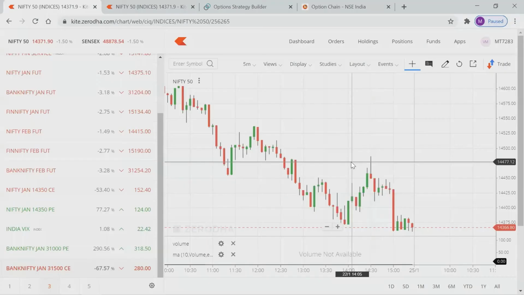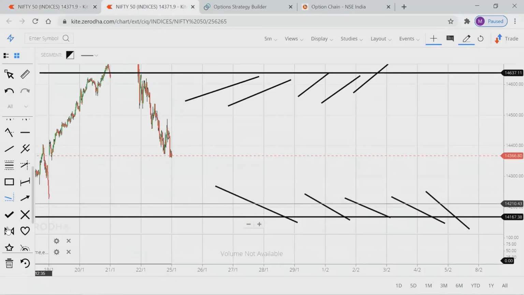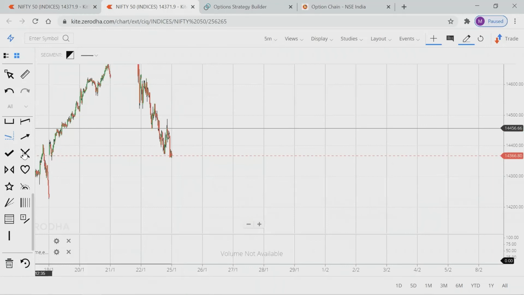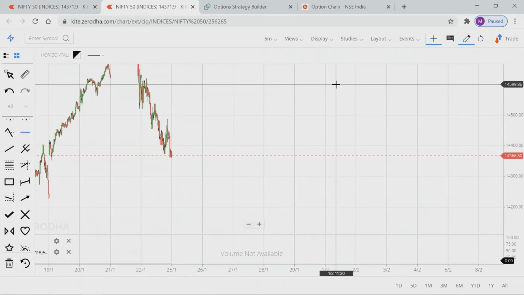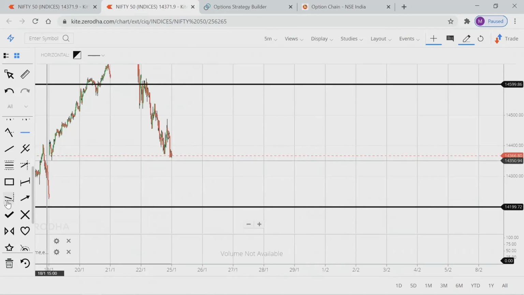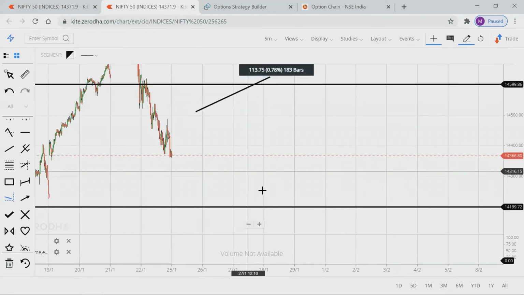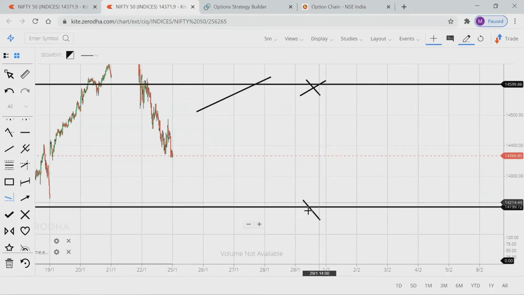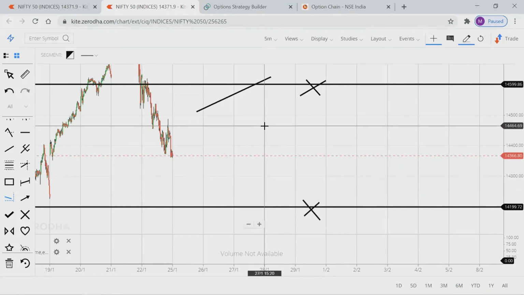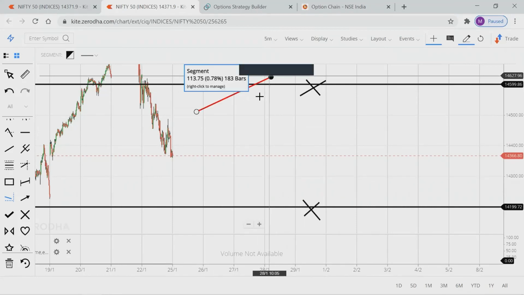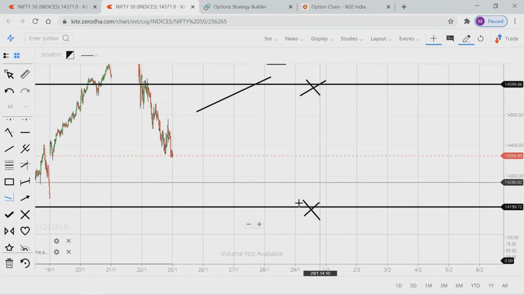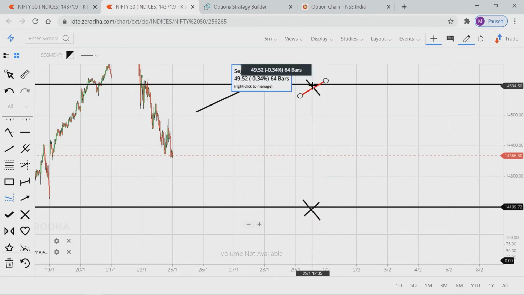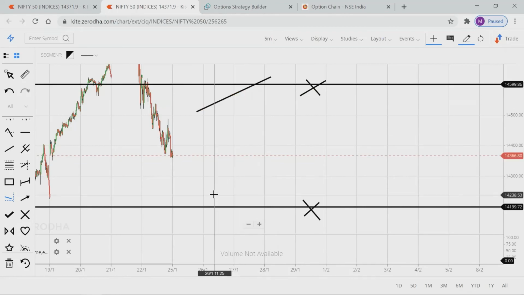For example, this is a range, right? The range is 14,600 and 14,200. If the market comes like this and hits your stop loss, you should be exiting from the PE side and the CE side. So if the stop loss hits on one side, you should be exiting from both positions. If the stop loss hits on the CE side, you should exit the PE trade and also the CE trade. So it's advisable to exit from both the trades if the stop loss hits on one side.